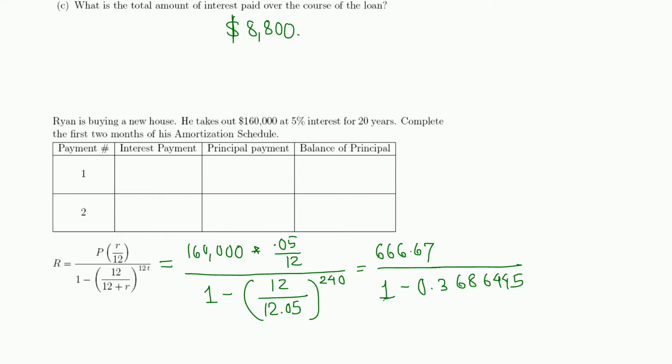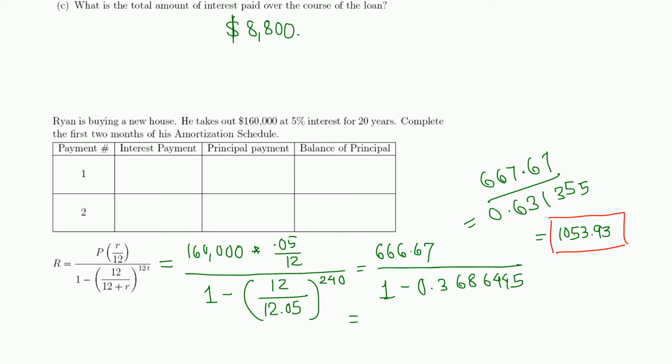Next, you subtract this from 1, then divide the top. So this is 666.67. 1 minus this number is 0.631355. Now divide this by this using your calculator, you get 1053.93. So this is the monthly amount. This is principal plus interest for each month for the next 20 years.